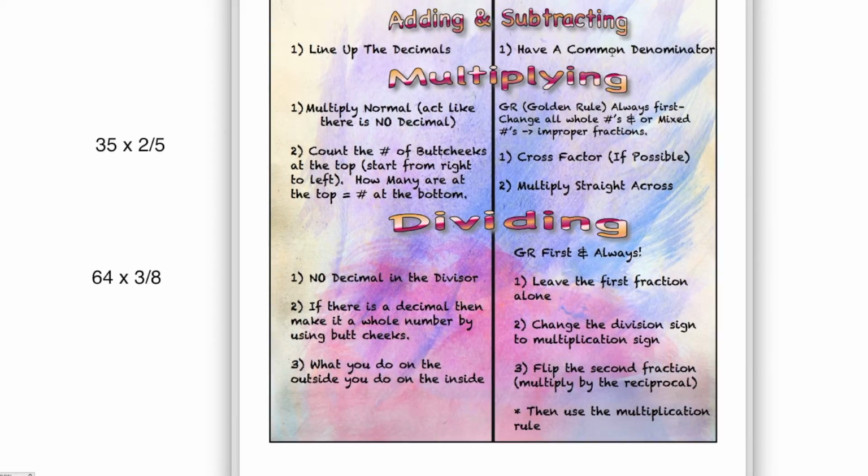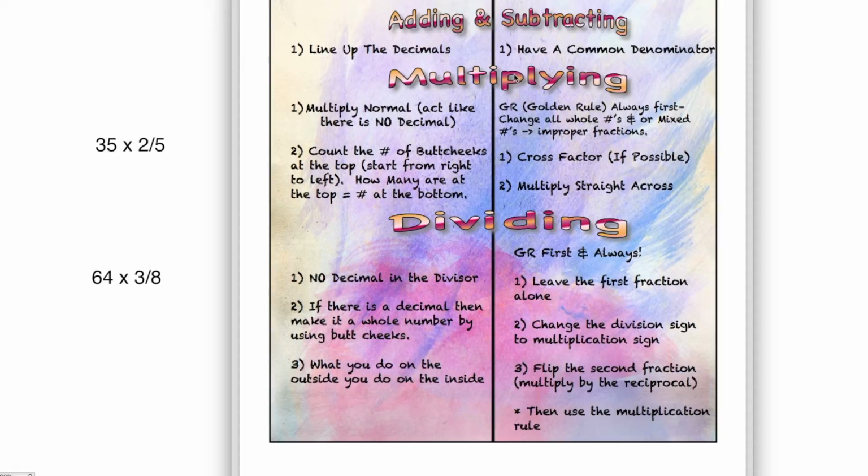This side is decimals, this side is fractions. You have one rule for both for adding and subtracting. You line up the decimals when you're adding or subtracting decimals. You're supposed to have a common denominator when adding and subtracting fractions or mixed numbers.